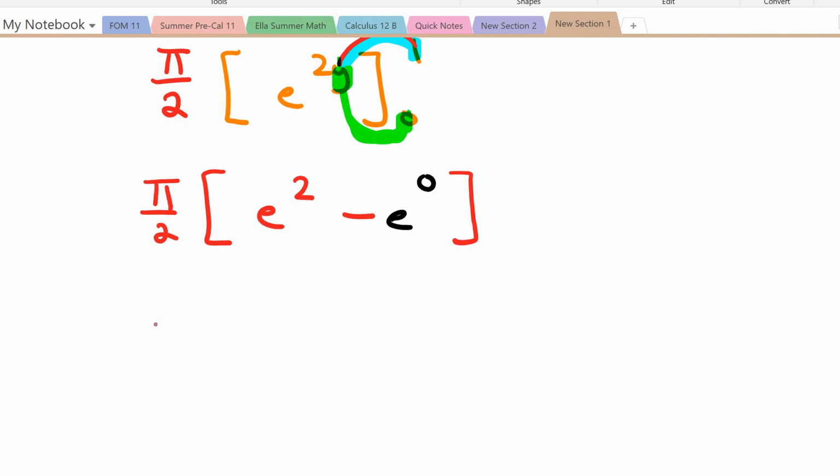And now you just finish this problem off. This is pi over 2 times e to the power 2 minus 1. And that right there should be enough to get the full points for that particular question.